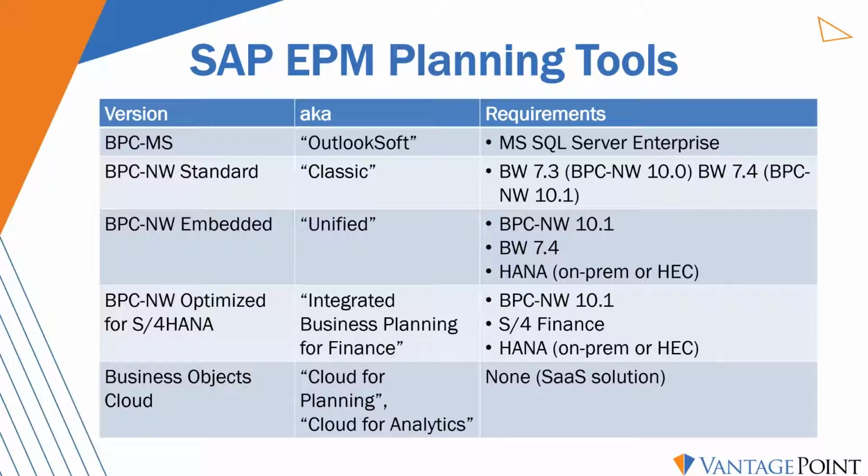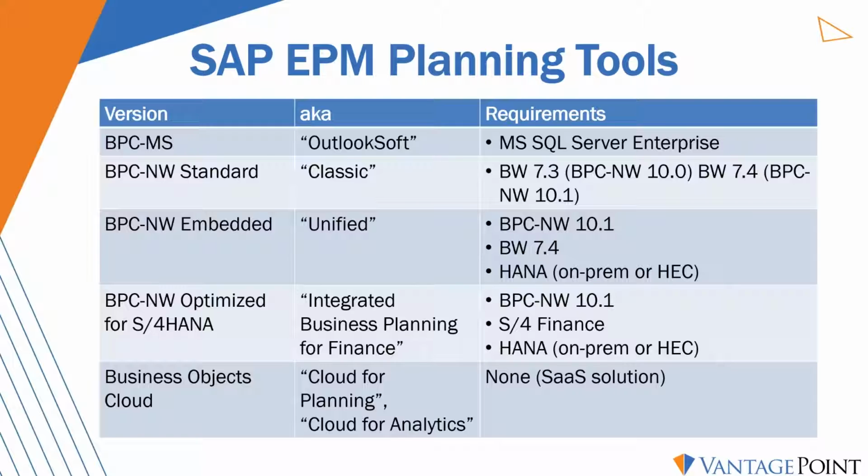Finally, there is the BPC NetWeaver Optimized for S4HANA solution. This is the more recently released product that is still legacy and core BPC. Originally when it was released, it was called Integrated Business Planning for Finance, but that was kind of confusing because SAP already had this separate tool called Integrated Business Planning that was more supply chain focused. So they've rebranded the tool Optimized for S4HANA. Going forward, I'm just going to simplify that and just call it Optimized. Don't tell SAP, they tend to like that long name. I'm not sure why, but we'll keep it simple for the sake of this presentation.